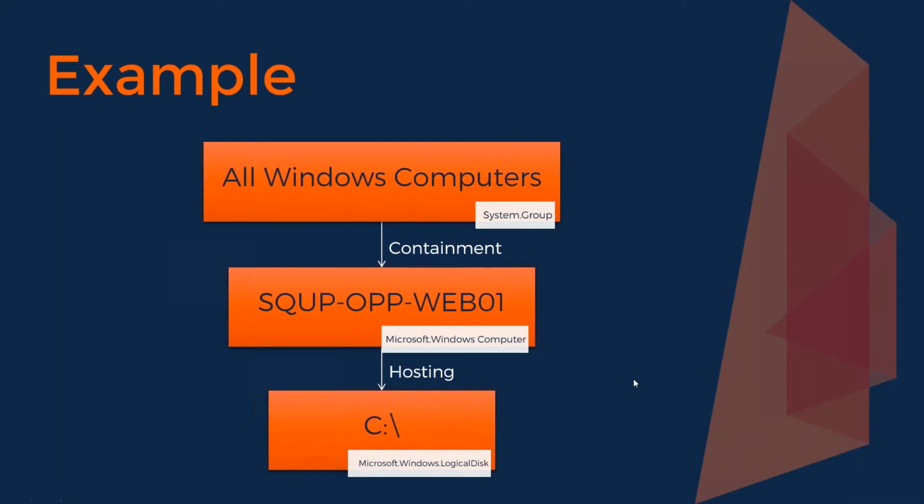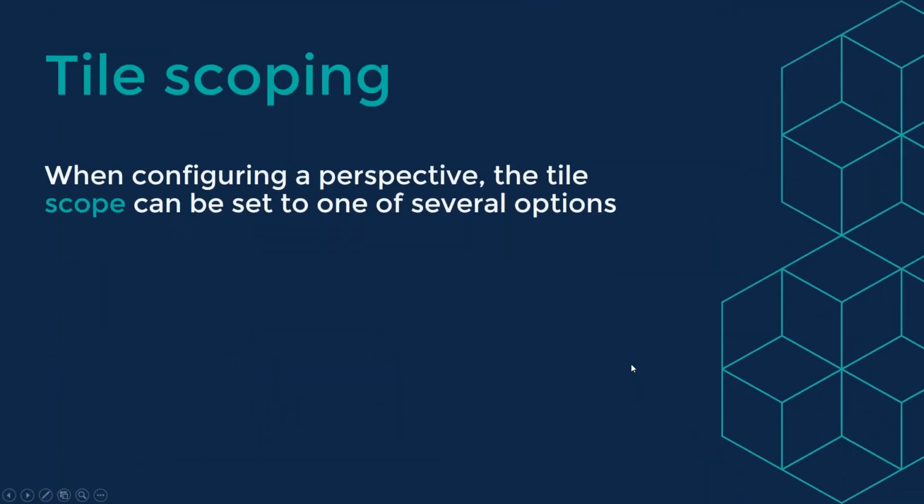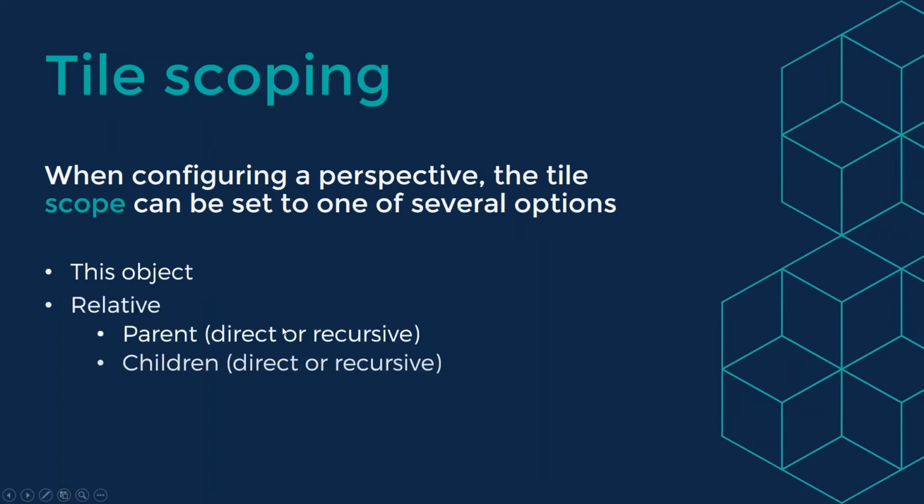So if I jump back here, go to my tile scoping. When you configure a perspective, as you're adding tiles, the scope section of that tile is going to keep asking you if you want to use one of several options. So you have this object. This is the simplest one and it's the default one, and basically says whatever the tile is, whatever the perspective is currently pointing at, that's what I'll show you. So if you're creating a perspective for a computer, it's going to show you status information or performance metrics for this computer. The next one, the powerful one that we're really looking at here, is relative.